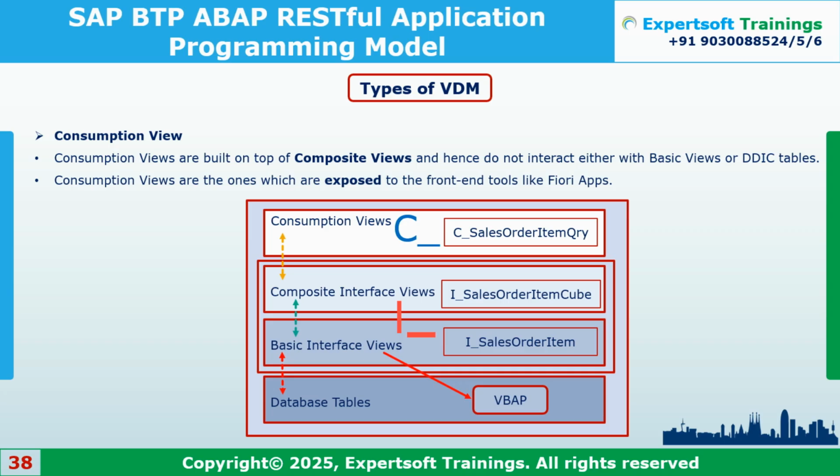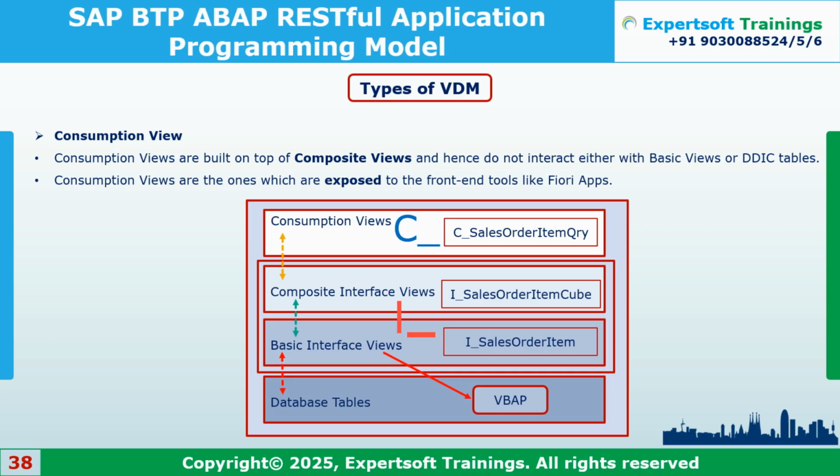Let me show in the scenario. I will show this one. CDS views work backend SAP view, consumption view. See, the VBAK database table, and the basic interface view is I_SalesOrderItem, which is directly only on top of the database table.